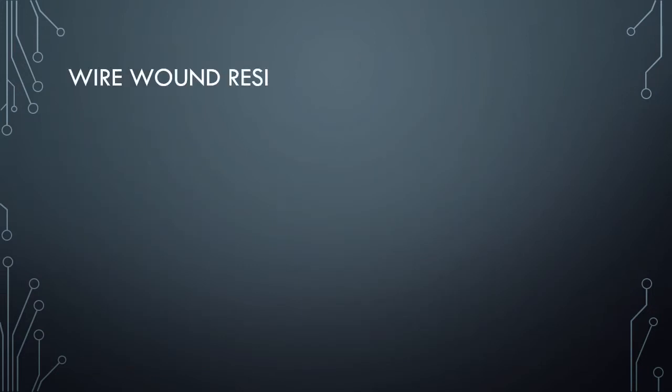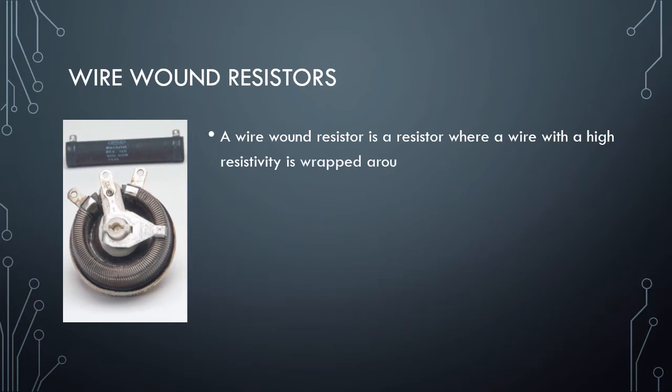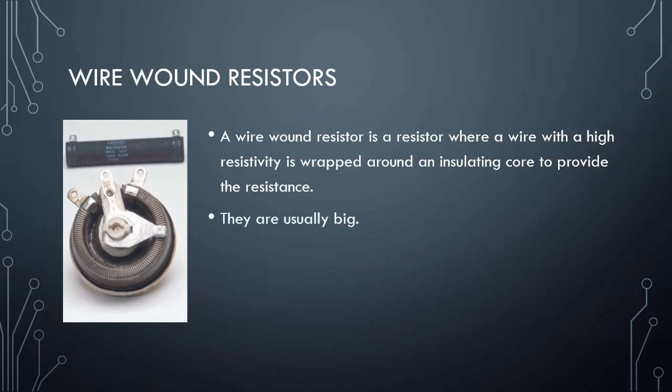A wirewound resistor. So a wirewound resistor is a resistor where a wire with a high resistivity is wrapped around an insulating core to provide the resistance. They are usually very big.